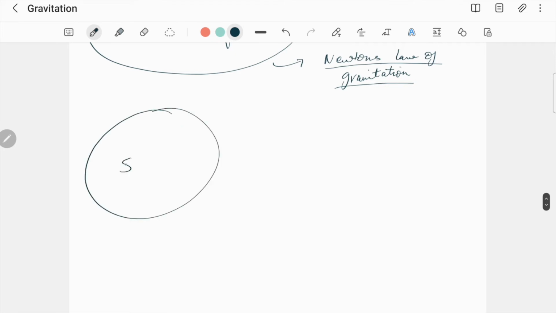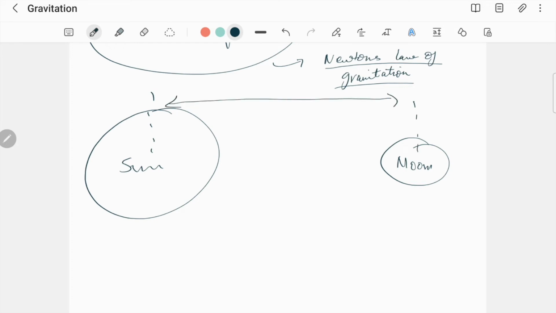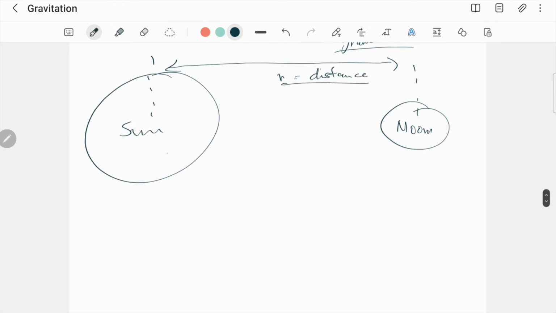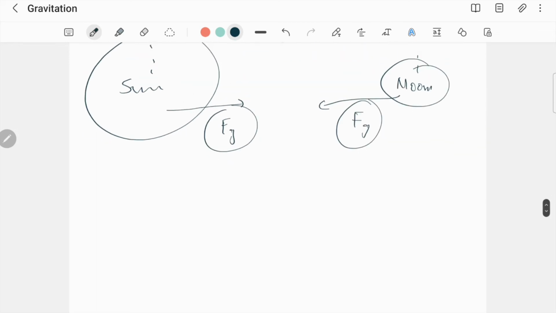So imagine that you had a large body, let's call it our sun. Then you had a smaller body, for example, the moon. There will be a force that would be equal in magnitude that would exist between these two. Use R for the distance between the two bodies here. And this would be the force of attraction, Fg here and Fg here, using the same symbols because they're just equal in magnitude.